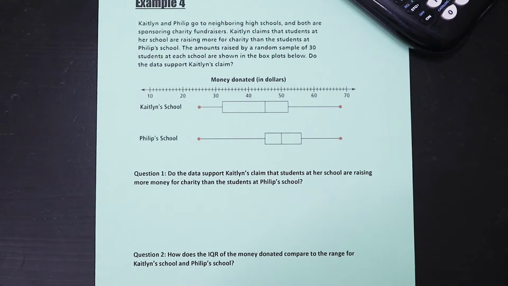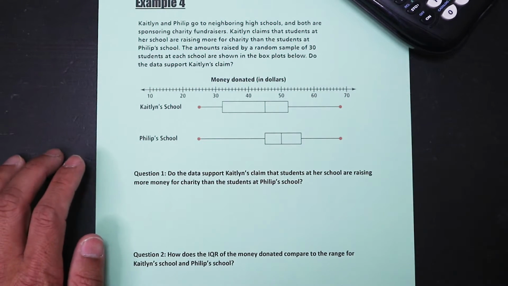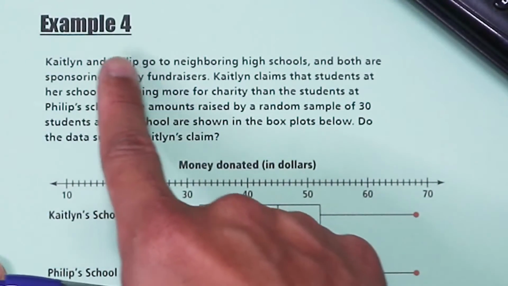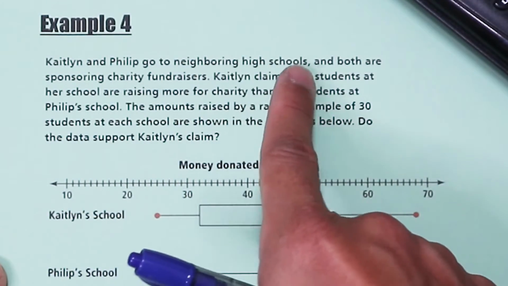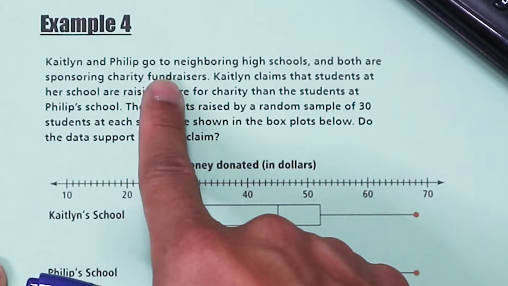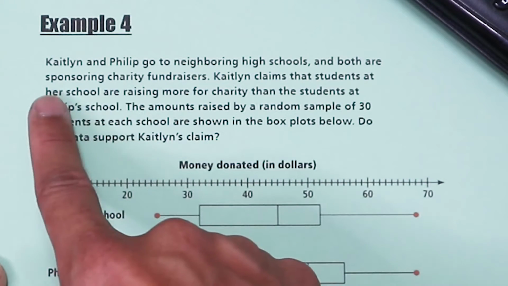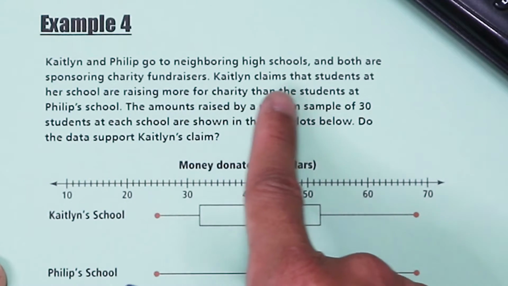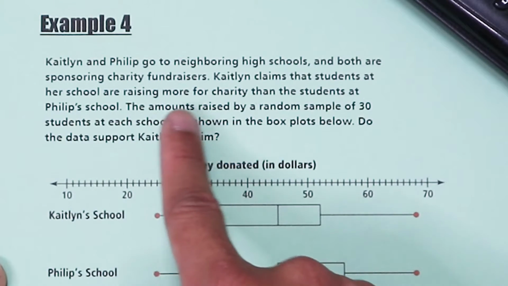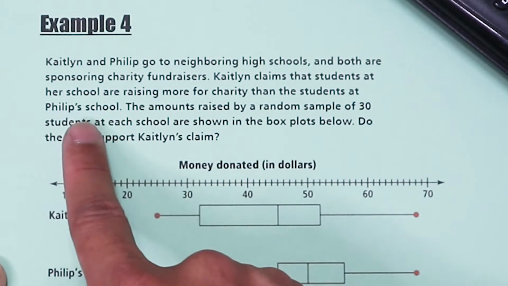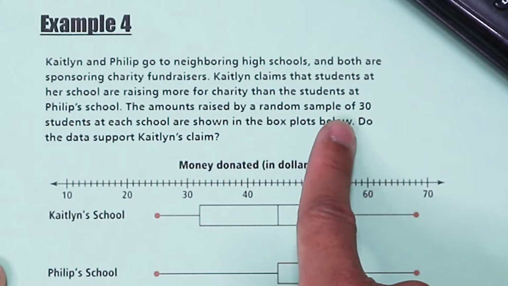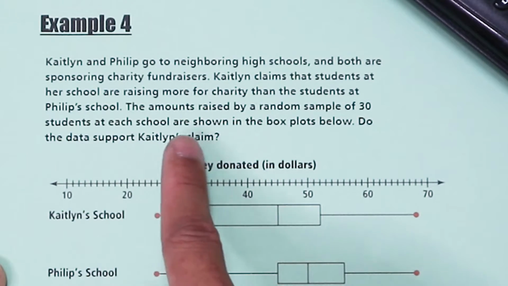For this example, we're going to take a look at two different box plots. So here's the problem. It says Kaylin and Philip go to neighborhood high schools and both are sponsoring charity fundraisers. Kaylin claims that students at her school are raising more for charity than the students at Philip's school. The amount raised by a random sample of 30 students at each school are shown in the box plot below. Do the data support Kaylin's claim?